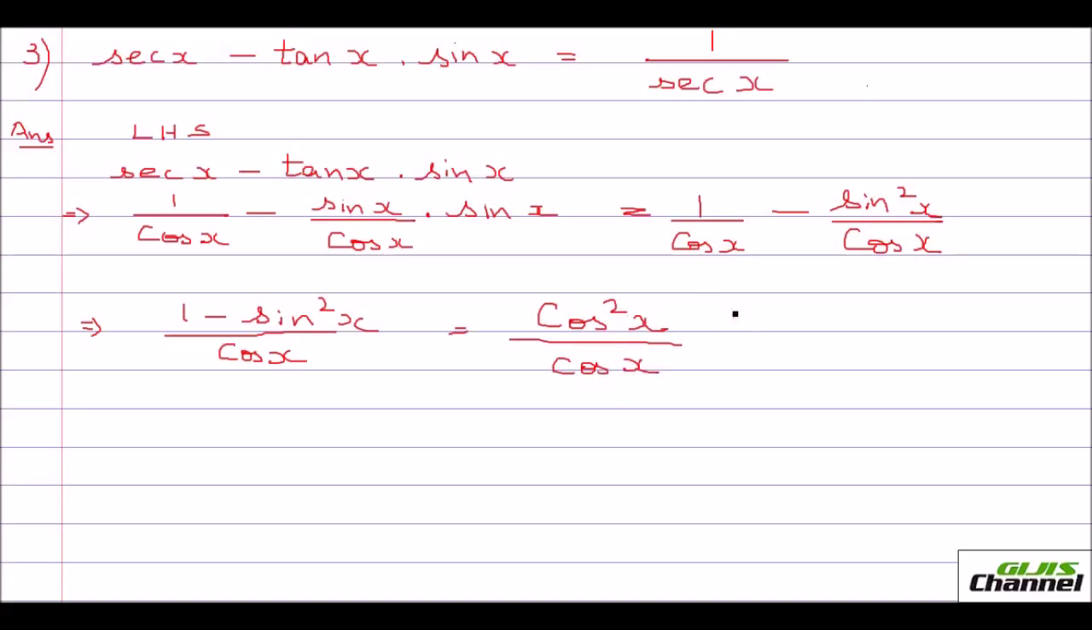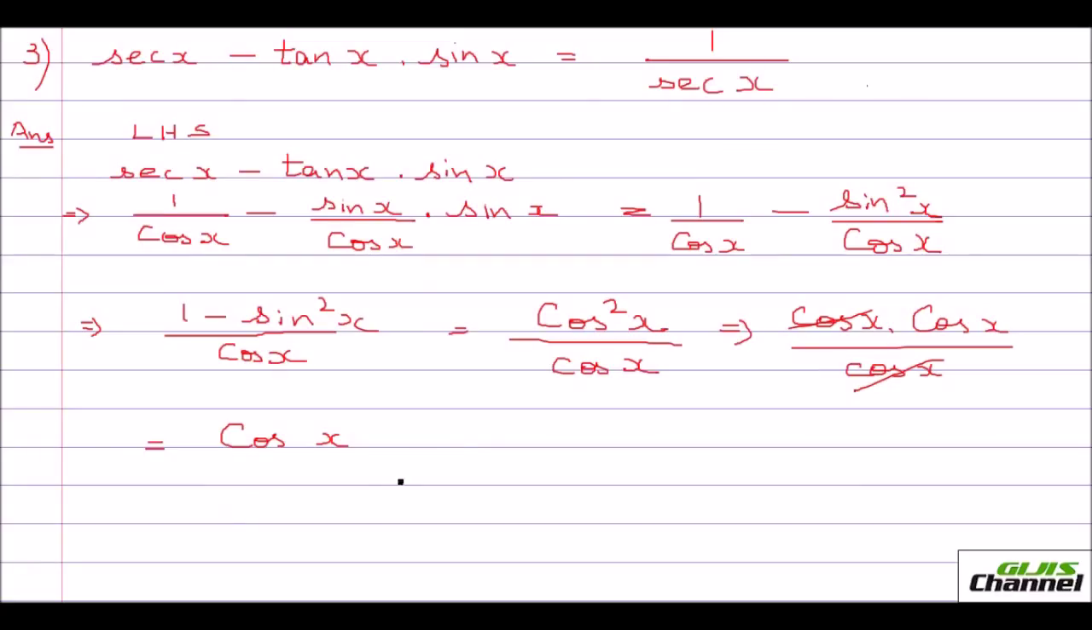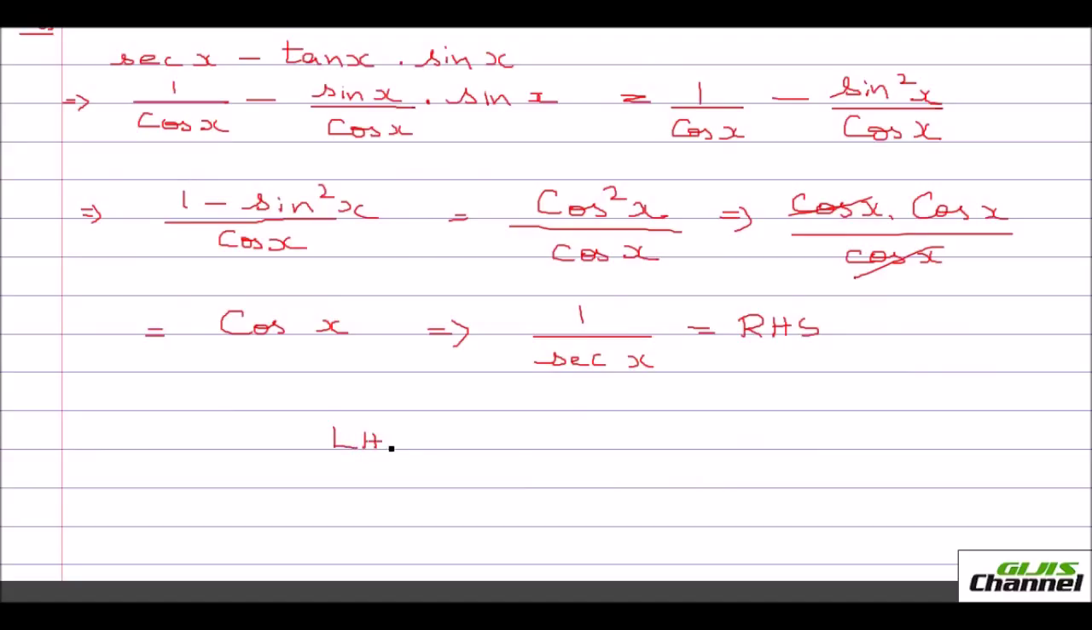Cos squared x means it is cos x times cos x, right? Over cos x. So one cos x gets cancelled, and you are left with cos x. But this is not enough because in the right hand side you have to show that it is equal to 1 over secant x. Here we have got only the cos x, so I still need to proceed. I can represent the cos x as the reciprocal of secant x, right? Now I got the right hand side answer. I have brought the left hand side equal to the right hand side. So hence it is proved.